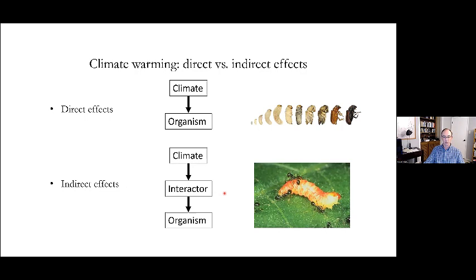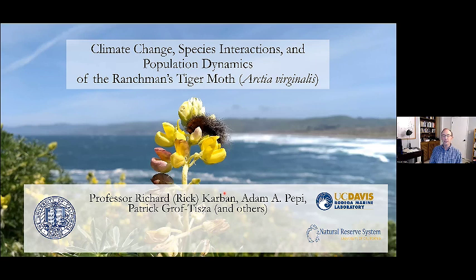Okay, so I'm going to talk about a system that is based on one target herbivore called Reichmann's tiger moth in English, Arctia virginialis. It's an arctiid moth, and the caterpillars and the adult moths are quite recognizable. The moths are brightly colored. The caterpillars have a common name of woolly bears because of their woolly caterpillar appearance. And the caterpillars actually march around at certain developmental stages and are quite visible, walking across the ground.